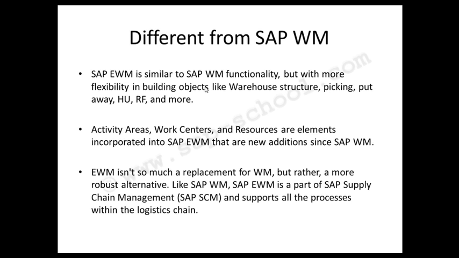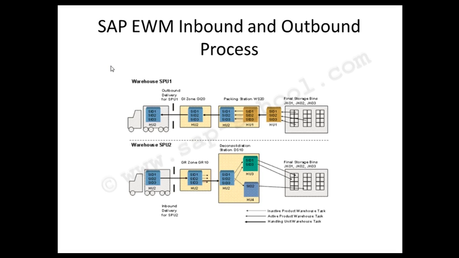So similar to SAP WM, EWM is also part of SAP SCM, that is supply chain management. Now we have different activities which we can do using the EWM. This slide is just showing you the process, that is the inbound and the outbound process, which is part of SAP EWM. In the above part we can see the outbound process, which means that the goods are moving out of our warehouse. It starts with the final storage bins and then the object is moving out.